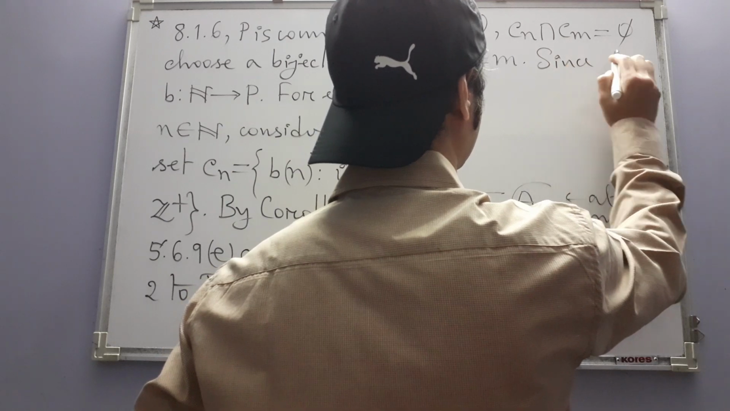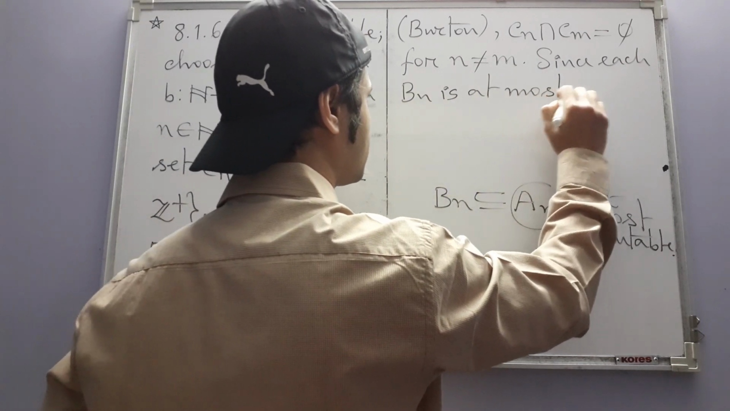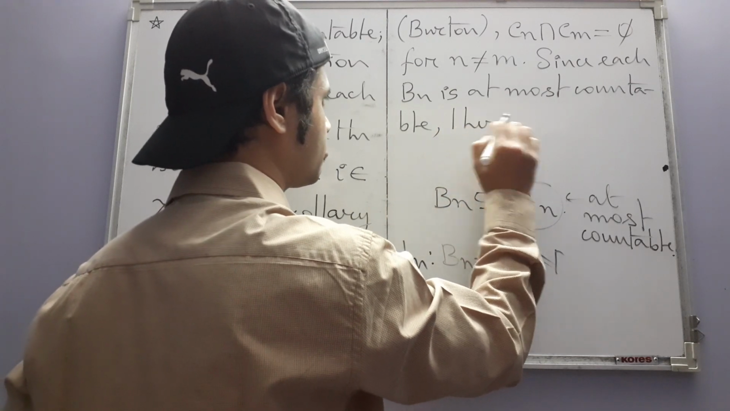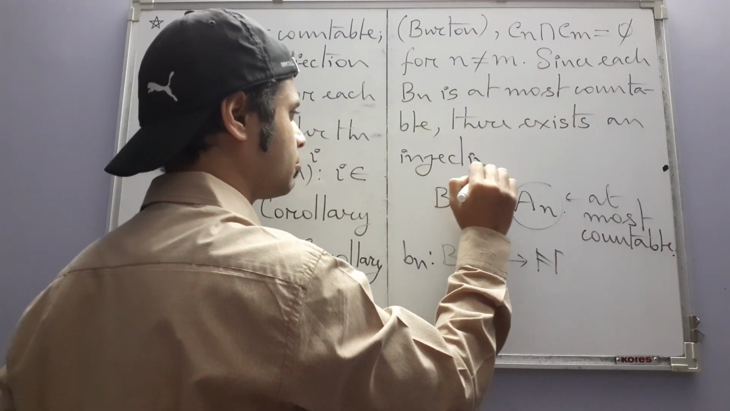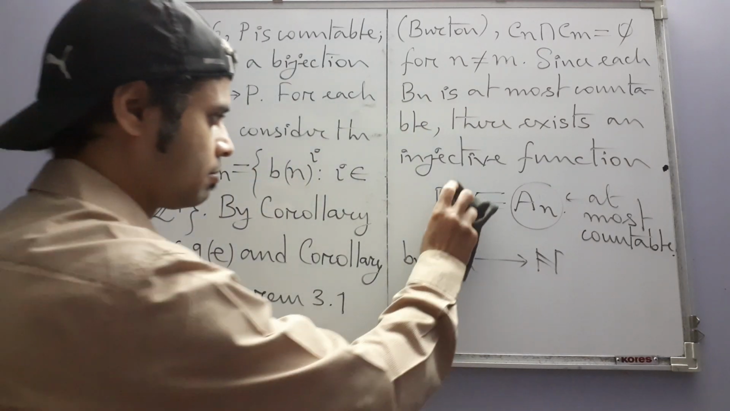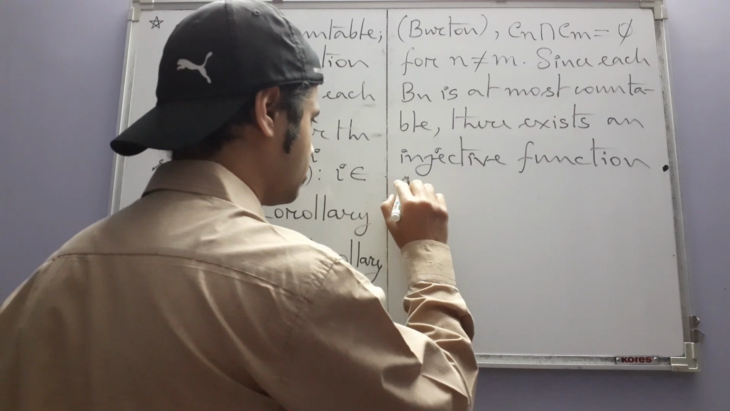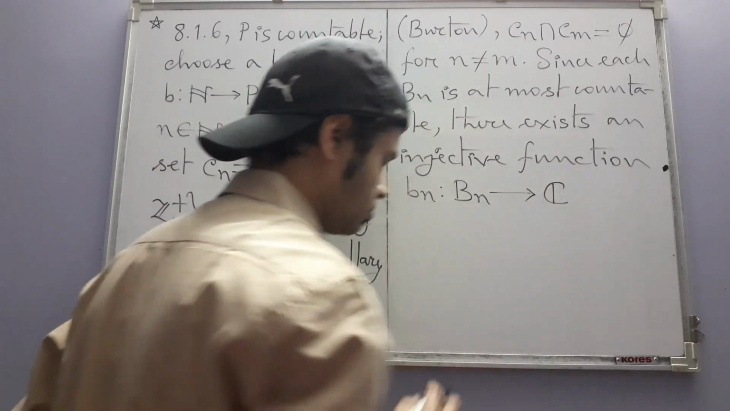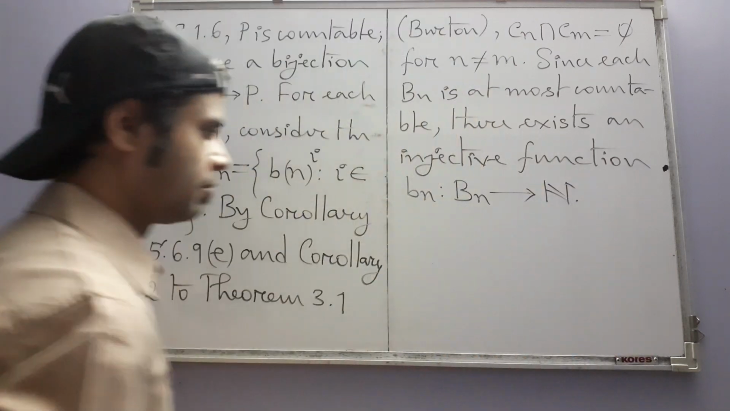Since each Bn is at most countable, there exists an injective function, say fn, from Bn into N.